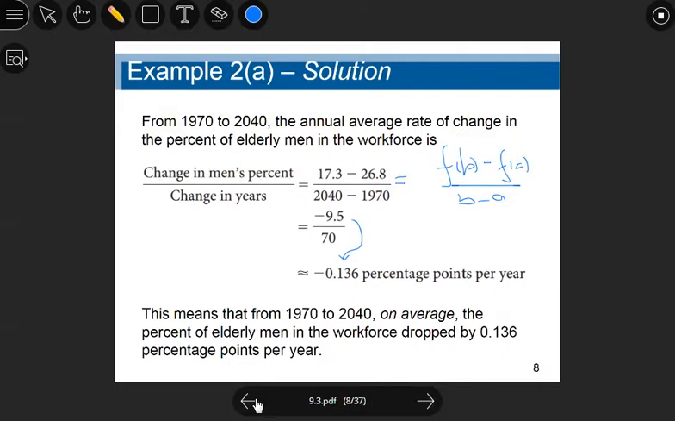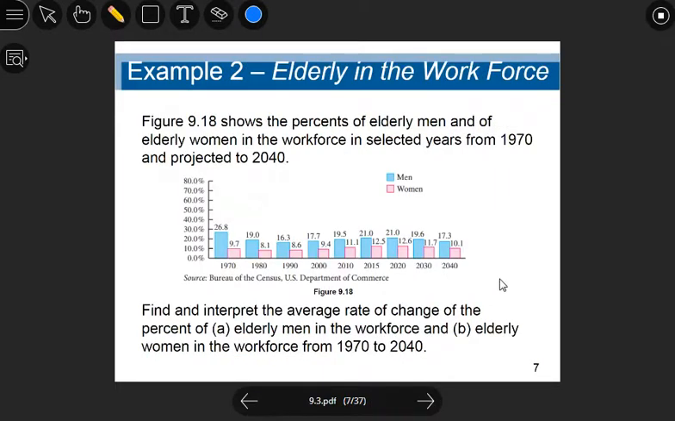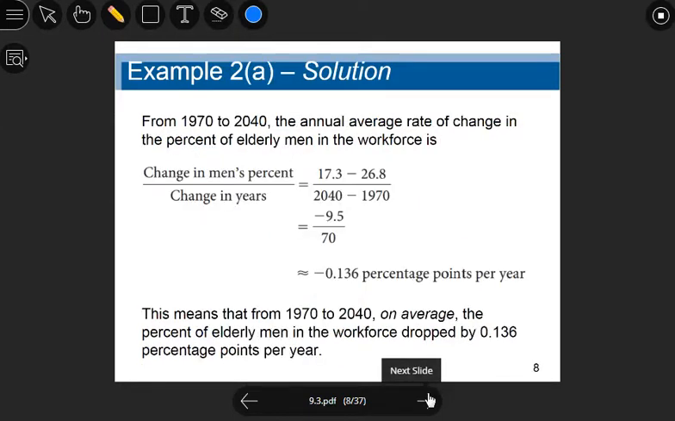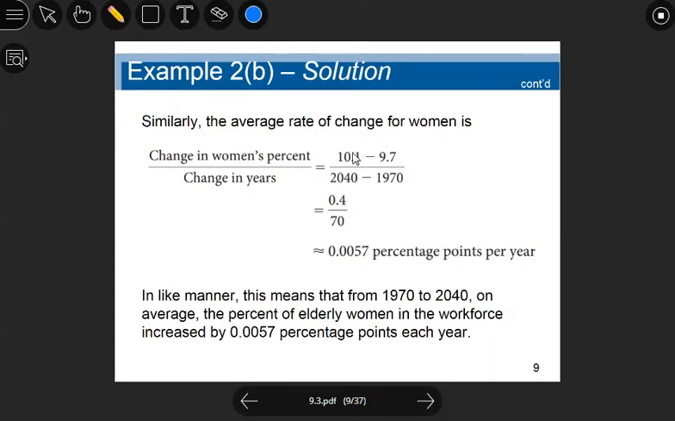Now I am going to find the average rate of change for women in the workforce between 1970 and 2040. It is in this rose color for women. Our starting point is this one and this is our ending point. So this is our f of b, 9.7, and f of a is 10.1. Okay, now let's go to our calculation. So you can see this one. Here also f of b minus f of a divided by b minus a. I think this is an easy task for you. Try to do it by yourself.